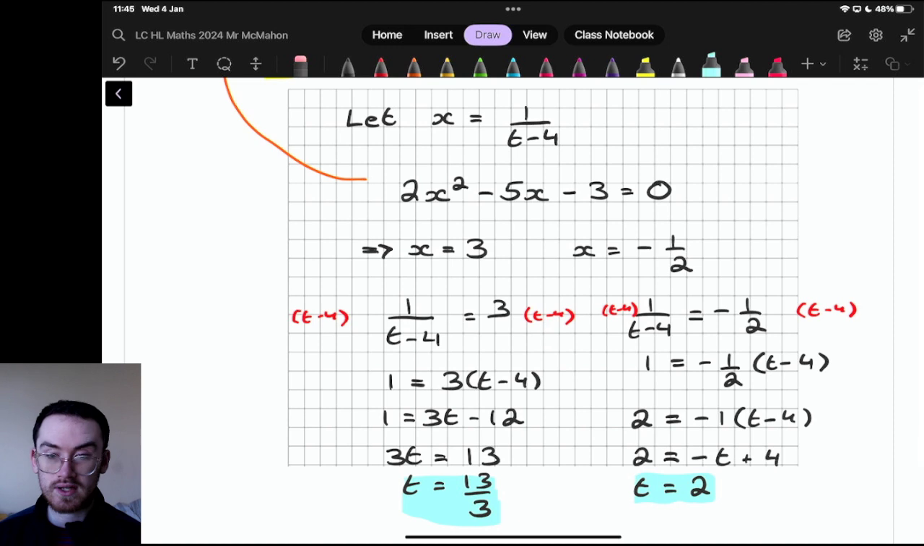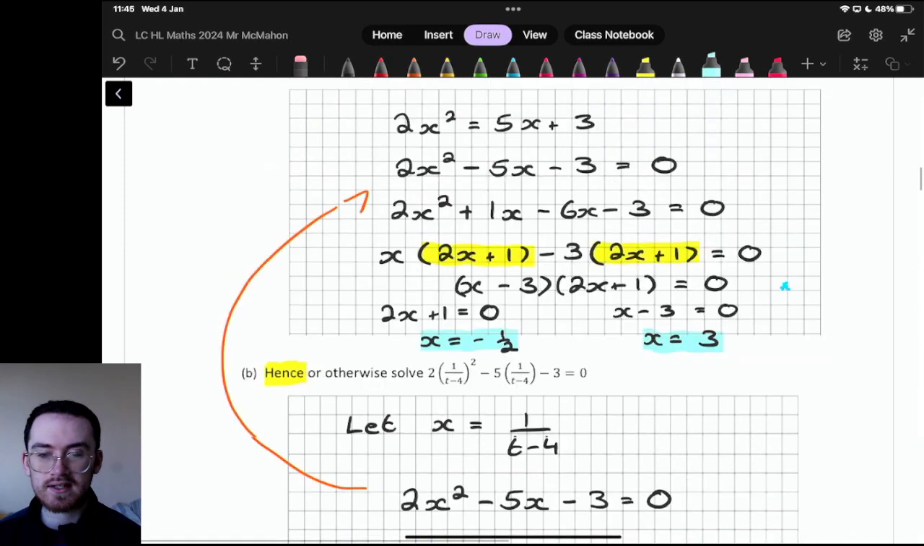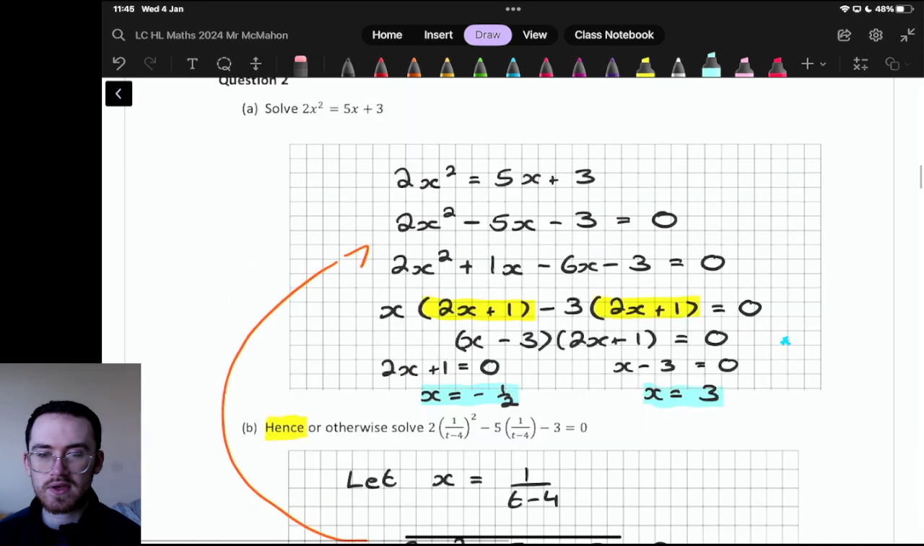The key thing with that question is that idea of the hence. Now it does say hence or otherwise, so you could proceed to solve it any way you like. Some people were trying to multiply out the brackets and multiply out that 1 over t minus 4, and that's fine. It just gets a little long-winded. So if you can, it's obviously going to be less time consuming to spot that substitution, let x equal 1 over t minus 4. That came from recognizing that the quadratic was the same as the one you had in the first part. So making those connections can be the hard part, but then can save you work in the long run.